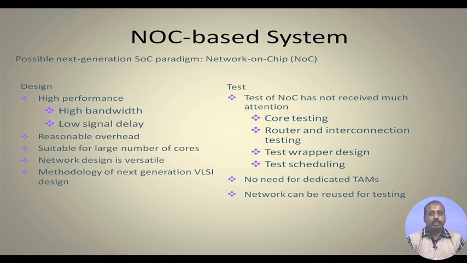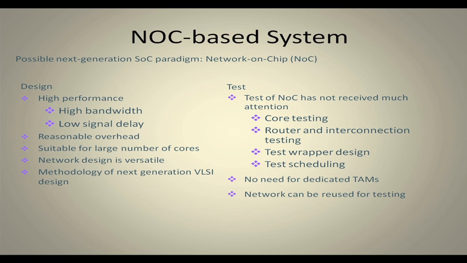This is the additional thing that has come up, because all the test patterns will be transported through the network. If the router or interconnect is faulty, then these test patterns cannot be transported. So core testing does not have any meaning if we do not perform router and interconnection testing. For the correct operation of the system, the router and interconnect must be working properly. Even if not for transporting test patterns, we need to ensure that the router and interconnection network are all working fine.